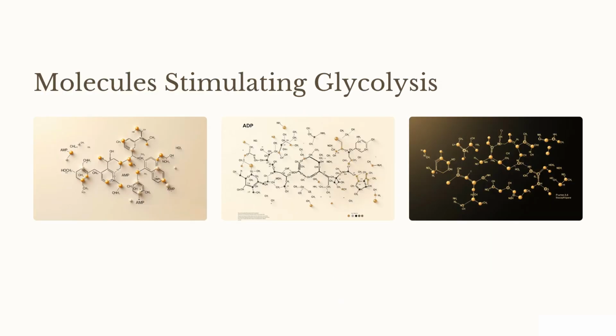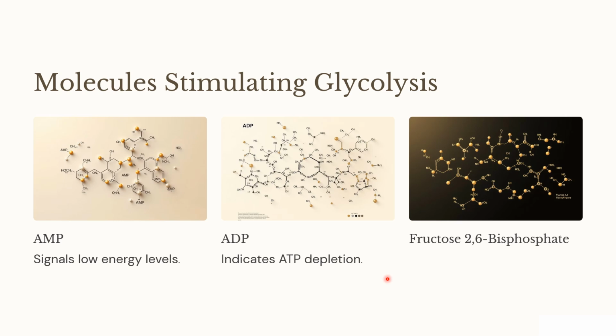What are the molecules which stimulate glycolysis? By glycolysis, we have energy being produced. So low energy states will stimulate glycolysis, such as AMP, adenosine monophosphate, and ADP. It also indicates that ATP is depleted, isn't it? And fructose 2,6-bisphosphate will also stimulate glycolysis. Let's see about it in detail in a short while.